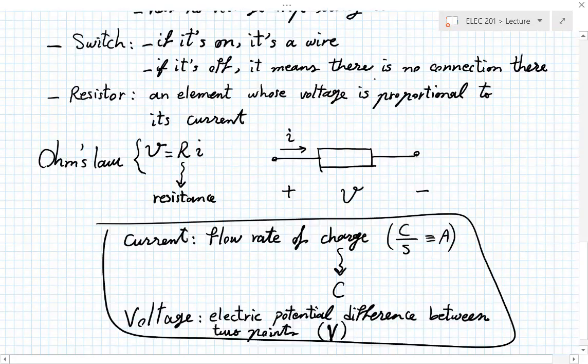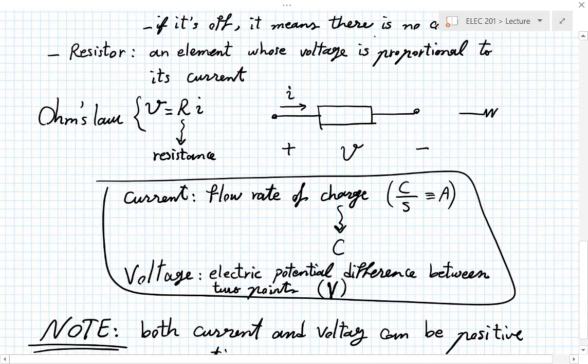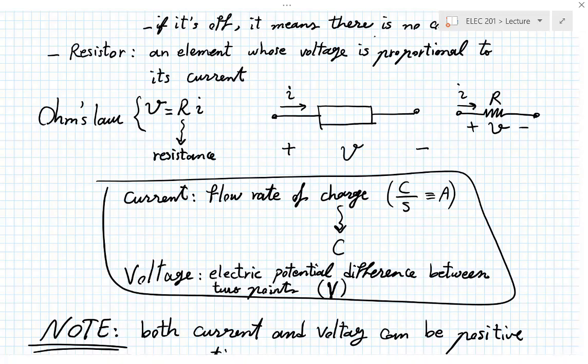Now, the specific element known as the resistor can be more explicitly shown with this shape, with R. So you would say this is I through it, this is V across it, and R is the value of the resistance.